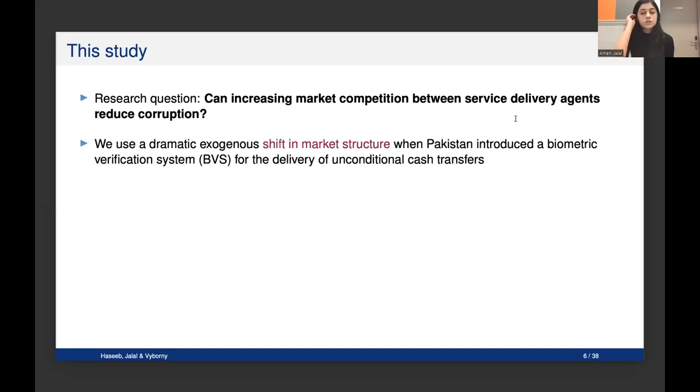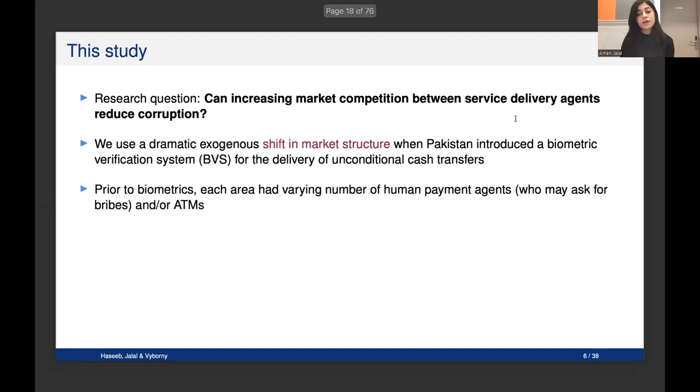We're able to do this because we exploit a dramatic and exogenous shift in the market structure of payment agents that deliver cash transfers in Pakistan. You should think of these payment agents as mobile shops. The shift was that Pakistan rolled out biometrics. Prior to biometrics, as a recipient of the cash transfer program, you could go either to a human payment agent who can ask for bribes, or you can go to an ATM, which typically does not ask for bribes, given that it's not manned by a person.